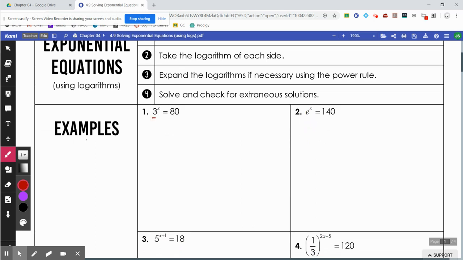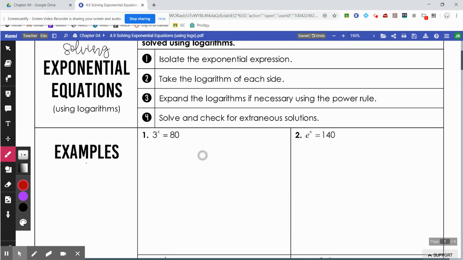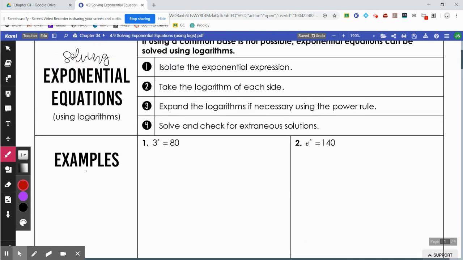And you can see here 3 to the x. We can't write 80 as 3 to a power. Now, if it was 81, that'd be 3 to the fourth, but it's not. So therefore, we can't write them with a common base, so we're going to have to use a different method. And here's going to be our method.